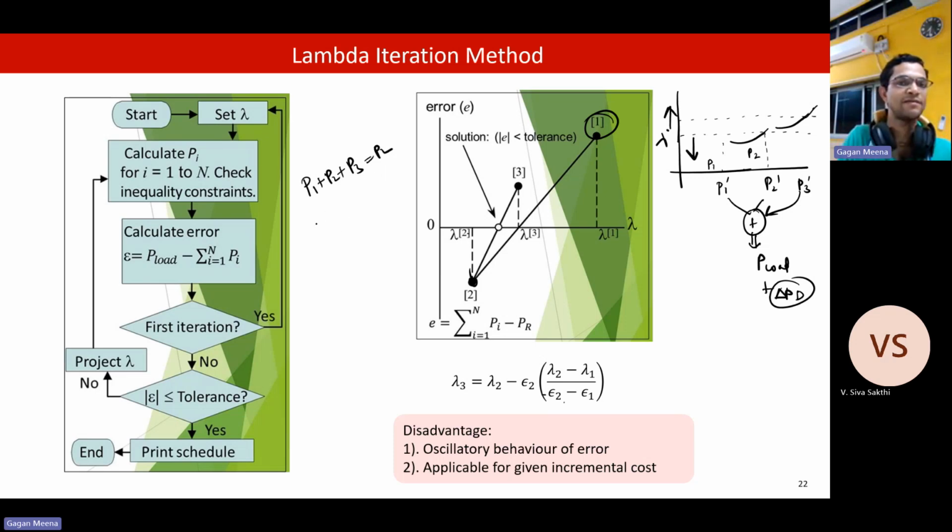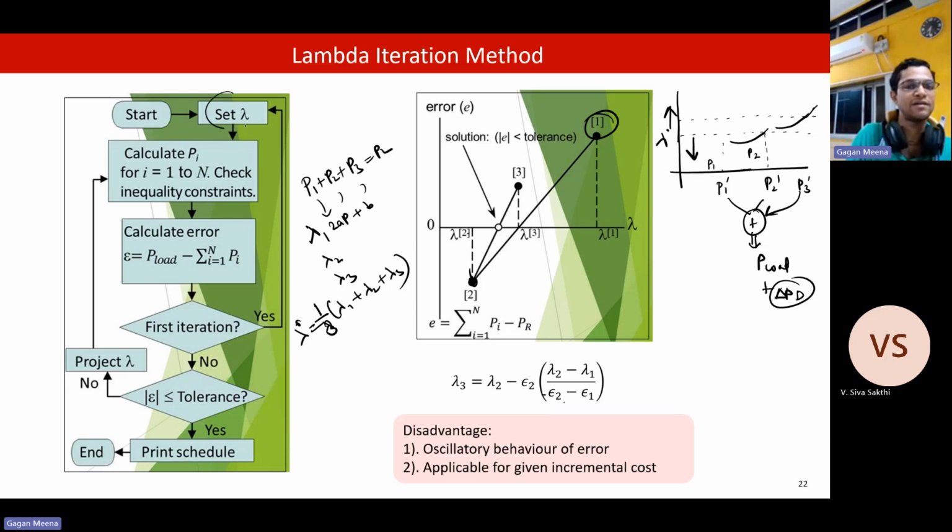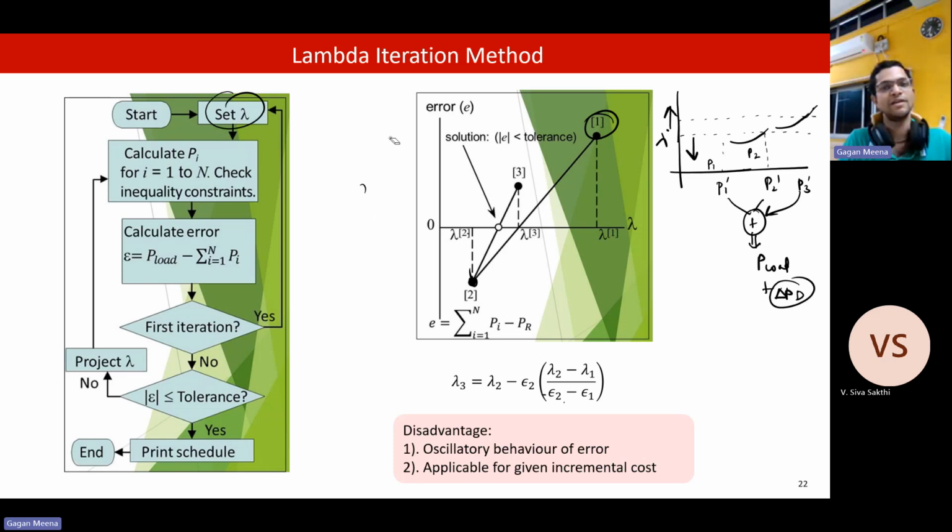If we calculate lambda, because we have the incremental cost curve for each of these three generators, we can calculate. We know 2aP plus b. We can calculate lambda 1, lambda 2, lambda 3, and take an average of these three values, 1 by 3 times lambda 1 plus lambda 2 plus lambda 3. This will be our initial guess for lambda. We can set a lambda like this, taking the average of these incremental costs.